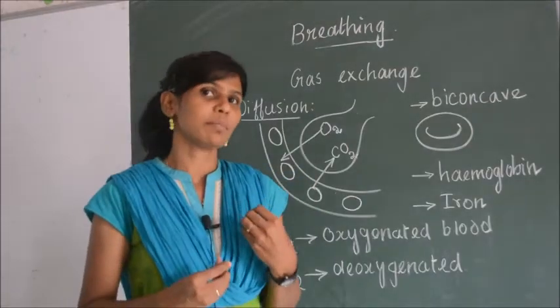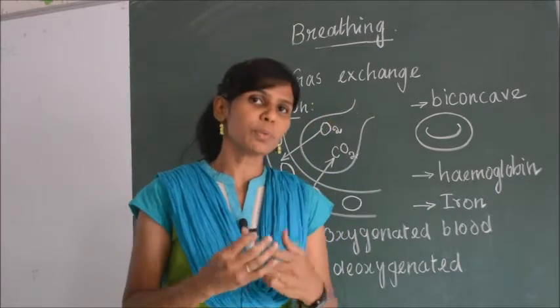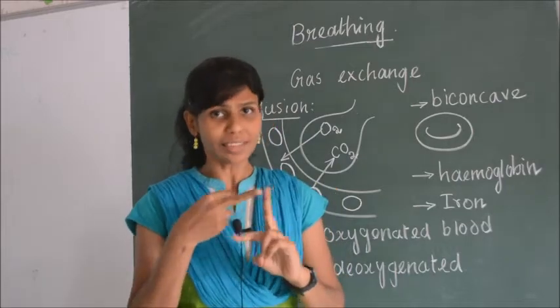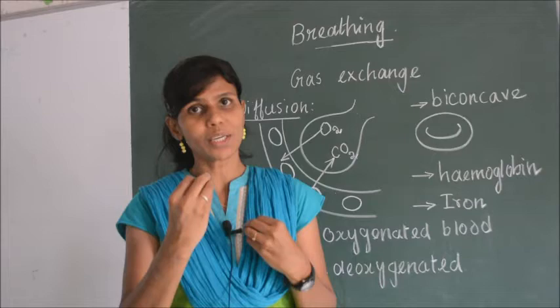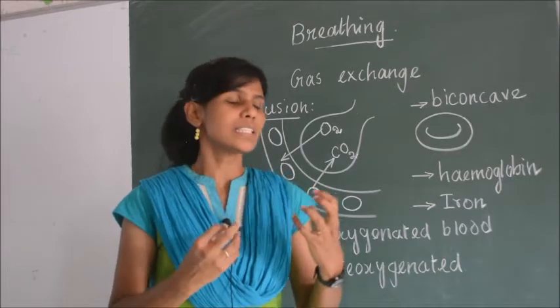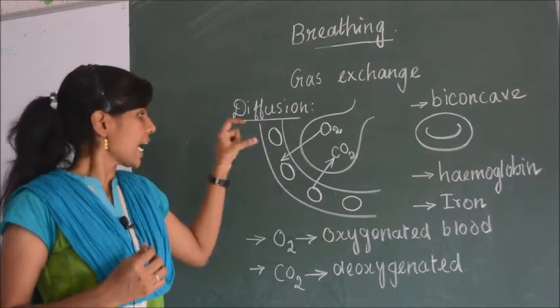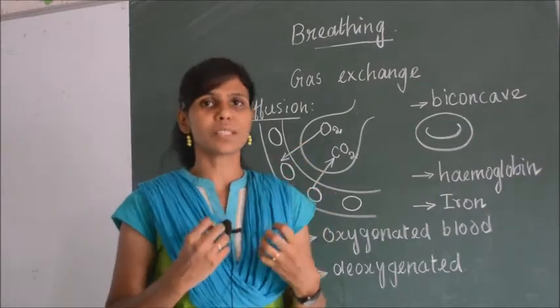Next we will revise gas exchange. What gases are exchanged in the process of breathing? There are two gases exchanged. One is oxygen, the next one is carbon dioxide, right? This gas exchange in your body takes place between the alveoli of the lungs and the blood capillaries. You know the structure of the respiratory system, right?